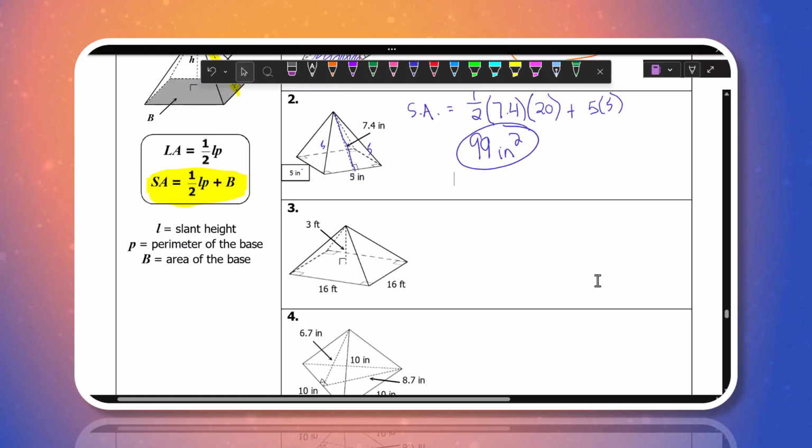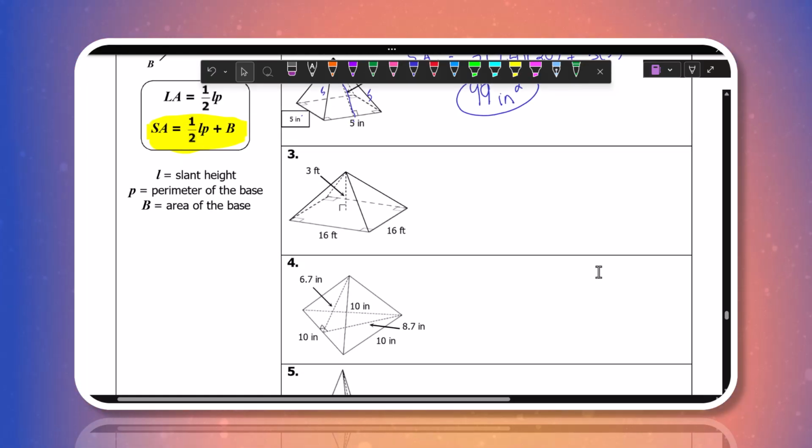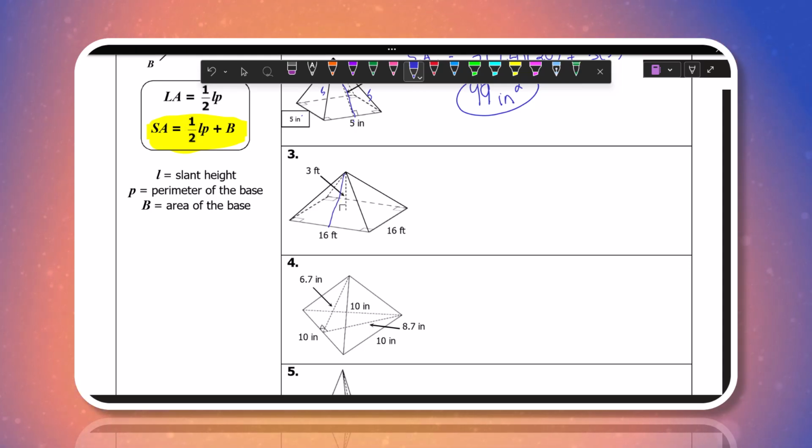So number 3 is the same type of shape, a square pyramid. However, we don't have the slant height this time. We need this length, but we have the height of the whole pyramid. So what we're going to do to find the slant height is draw this right triangle in here. So it starts at the point, goes to the middle of the base, right in the middle of that square, comes out to the face, and goes back up the slant height.